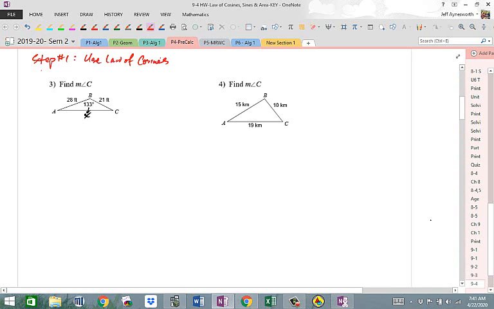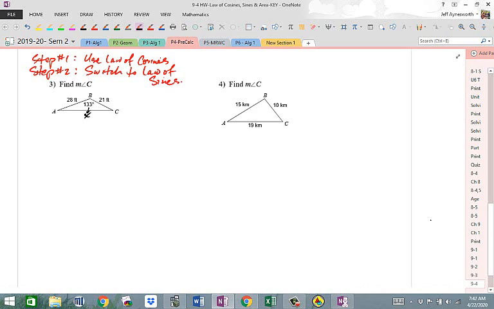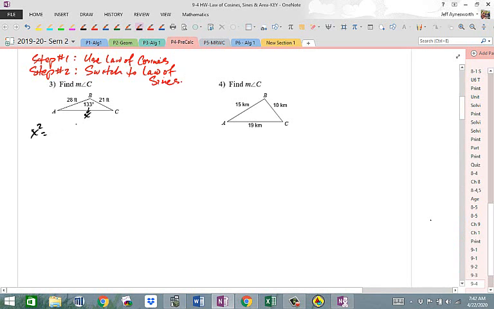All right, step two. All right, switch to law of sines. Let's get into it. So I'm going to find x first. So x squared is equal to 28 squared plus 21 squared minus 2 times the product of the two sides, times the cosine of the included angle, which is 133 degrees.